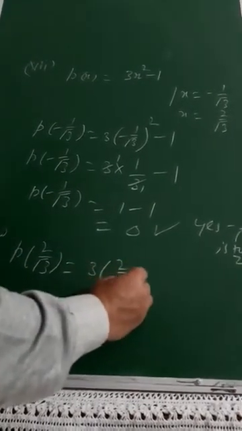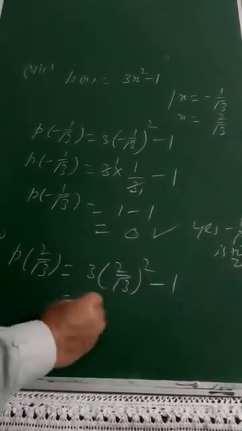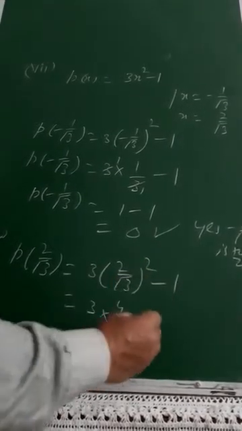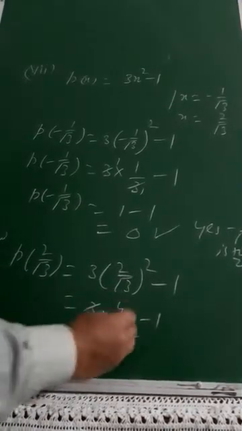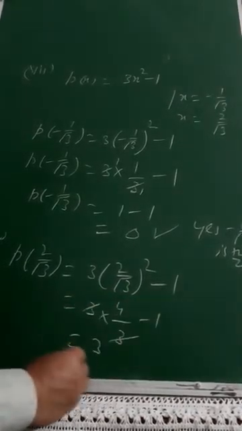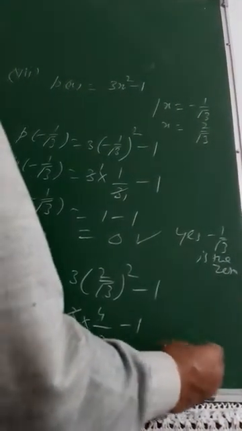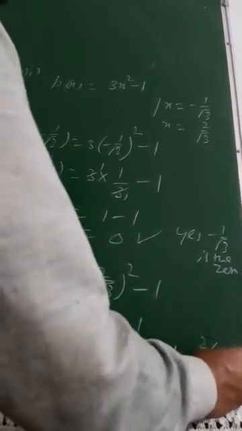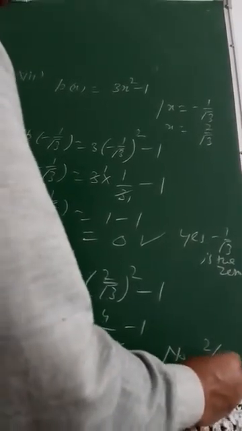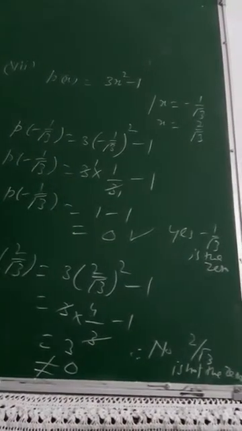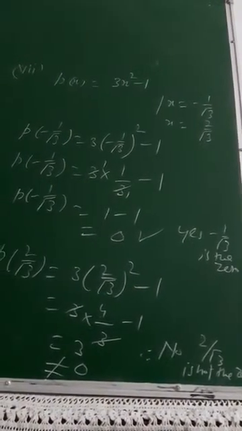This is 2 upon root 3 square minus 1. What happens here? 2 square is 4, under root 3 square is 3, and you do this cancellation. 4 minus 1, which is not equal to 0, so therefore no. 2 upon root 3 is not the 0. So in that way you have to express your answer.